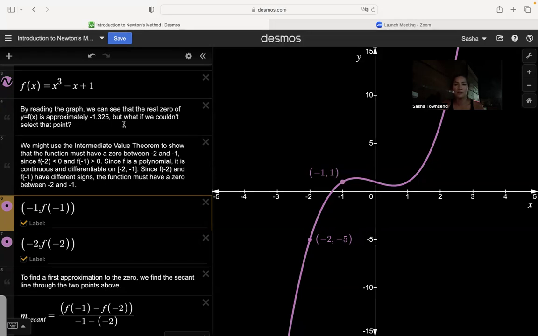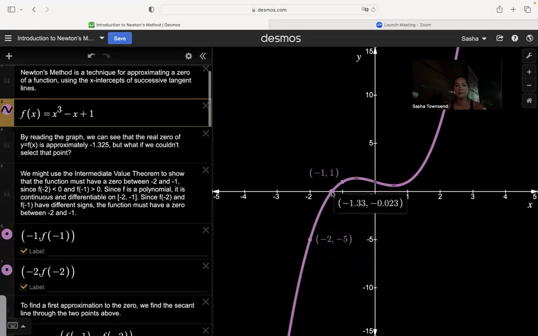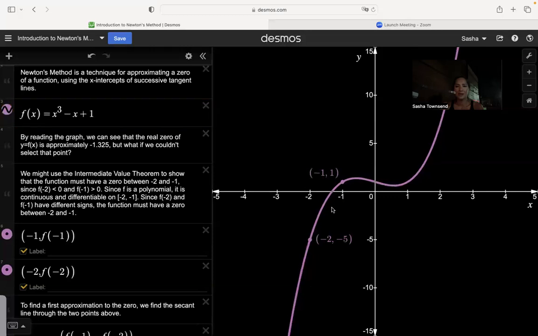And we're dealing with a polynomial, so we know polynomials are continuous and differentiable on their entire domains. So by the intermediate value theorem, we are certain that there is a 0 of this function between x equals -2 and -1. We can actually see it. We can look at the graph and tell it's probably right there at that x value.